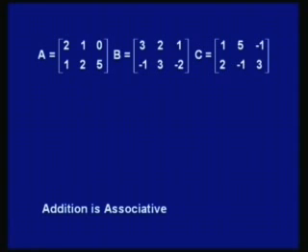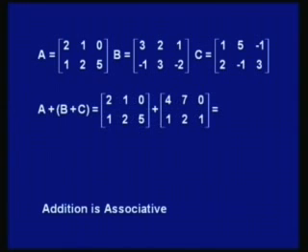If I first add B plus C, then the result is 3 plus 1 is 4, 2 plus 5 is 7, 1 plus minus 1 is 0, and then the second row is 1, 2, 1, which is the sum matrix of B and C. In this I add the matrix A. The result is this matrix.